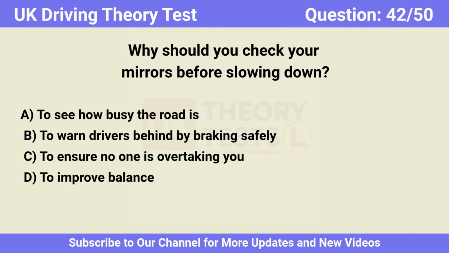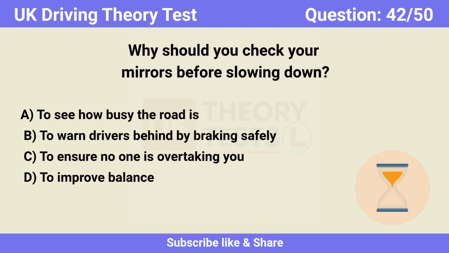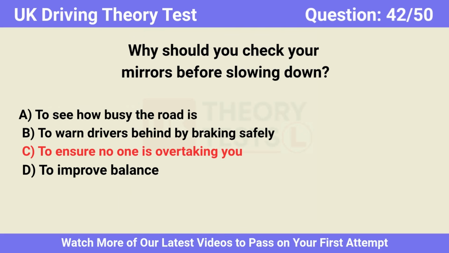Why should you check your mirrors before slowing down? A. To see how busy the road is. B. To warn drivers behind by braking safely. C. To ensure no one is overtaking you. D. To improve balance. Correct option is C. To ensure no one is overtaking you.